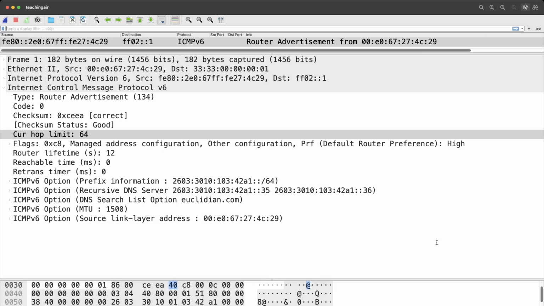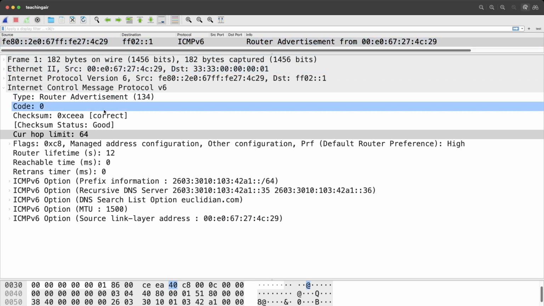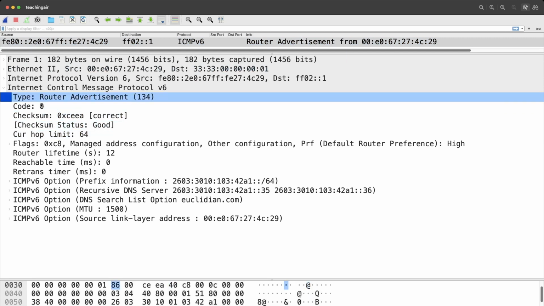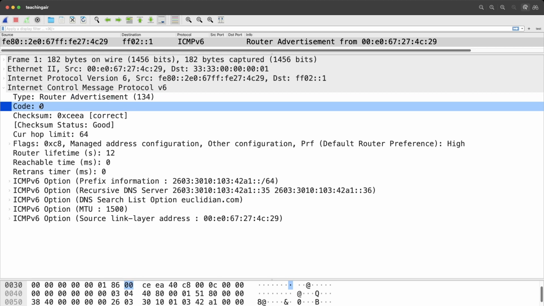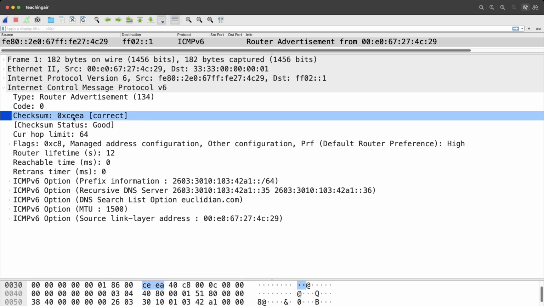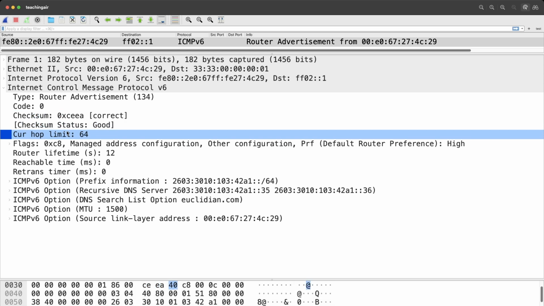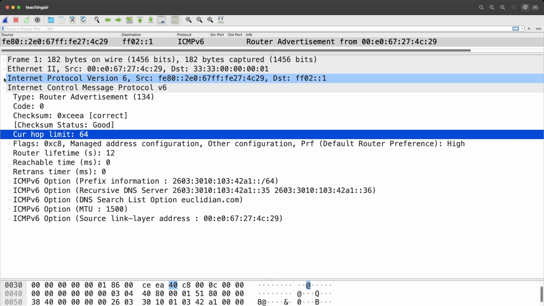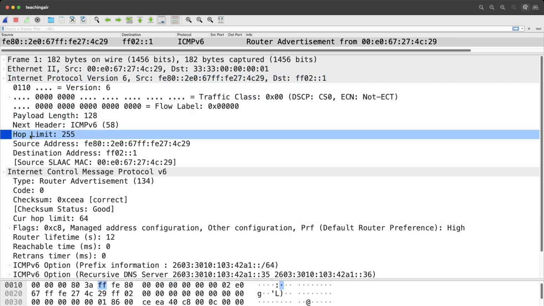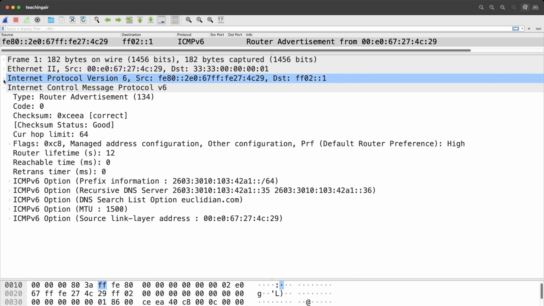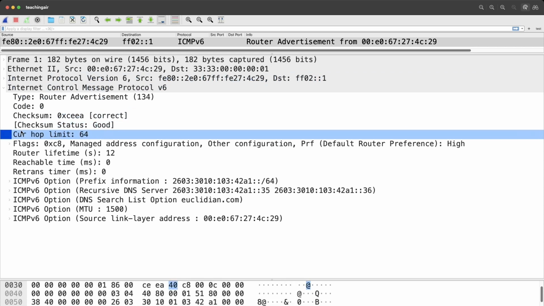So here I got it in Wireshark. The router advertisement, you see the source and destination. And here we have now our payload, so 134, that was the type. Code 0, the checksum, the same we had before. Next we have this current hop limit, 64. Remember we had a hop limit in the IPv6 header here, 255, and I told you it has to be 255. So what's this hop limit about?